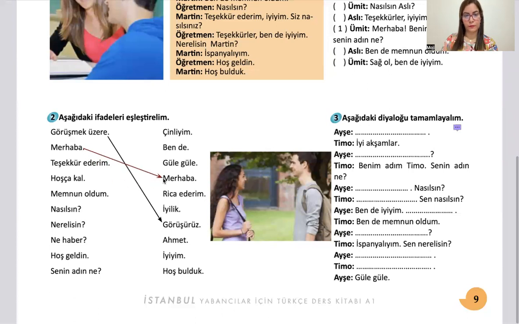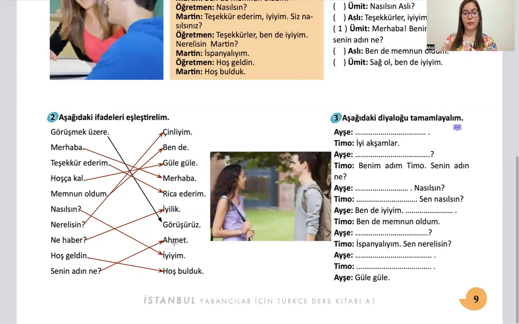Merhaba. Merhaba. Teşekkür ederim. Thank you. Rica ederim. You're welcome. Hoşça kal. Goodbye. Güle güle. Goodbye. Memnun oldum. Nice to meet you. What we say? Ben de. You too. Or me too, actually. Nice to meet you too. Nasılsın? How are you? What we say? İyiyim. I'm good. Nerelisin? Where are you from? Çinliyim. I'm from China. I'm Chinese. Ne haber? What's up? İyilik. Everything's good. Hoş geldin. Welcome. Hoş bulduk. Thank you. Senin adın ne? Ahmet. You can say benim adım Ahmet or just Ahmet.